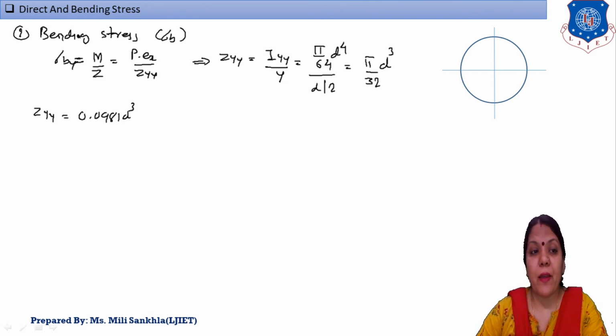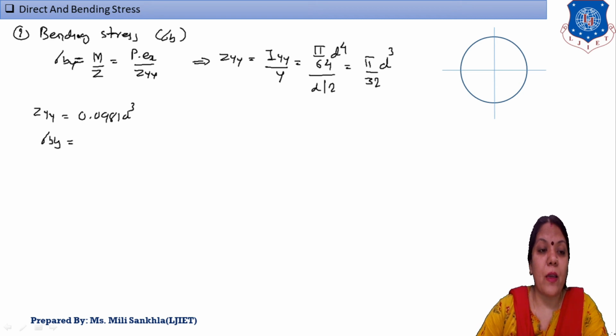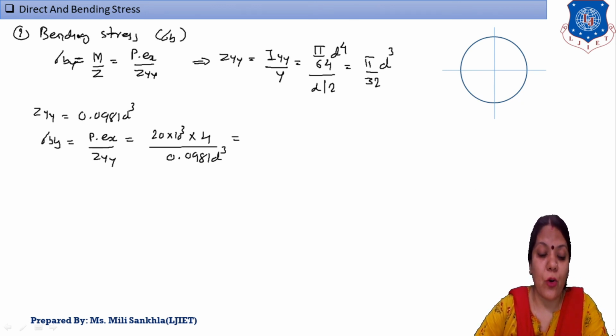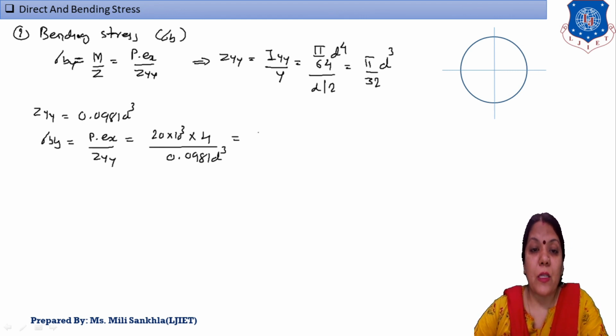Now we find sigma b. Sigma b is equal to M, that is P into Ex, divided by Zyy. What is the value of P? P is equal to 20 kilonewton. Convert into Newton. Eccentricity E is given 4 and the value of this Zyy is 0.0981 d cube. And my final answer for this sigma b is equal to 815,494.40 divided by d cube.